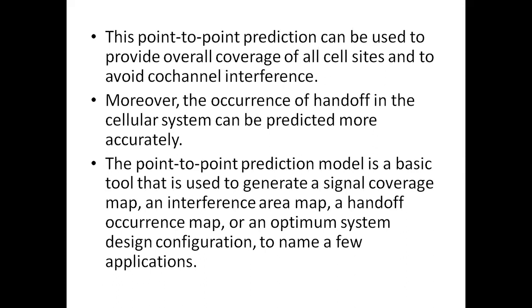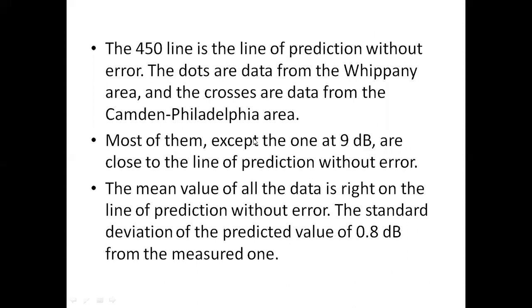Finally, the point-to-point prediction model is used to generate the signal coverage map, interference area map, handoff occurrence map, and optimum system design configuration. With the signal coverage map, we can know the signal strength throughout the cell. With the interference area map, we can observe the interference at a particular area. And we can also draw the handoff occurrence map for that cell. So these are all the advantages, or merits, of the point-to-point model.